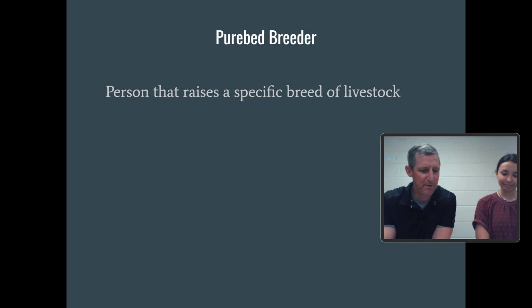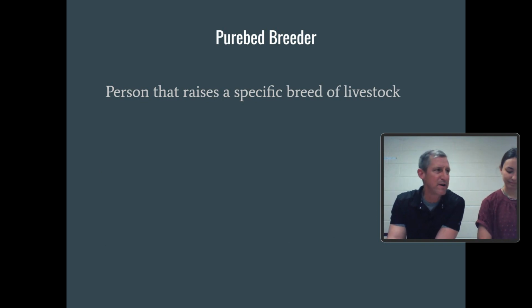All right, next we're going to move into the different types of breeders out there. The first one that we're going to look at is called a purebred breeder. Now, there's not as many purebred breeders out there as other breeders. A purebred breeder is a person that raises a specific breed of livestock, and is only going to raise registered livestock. So they must have registration papers, a pedigree, like we've shown you earlier, on all of their animals in order to be considered a purebred breeder.